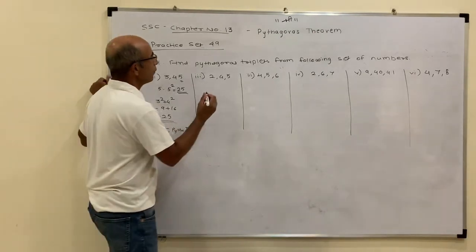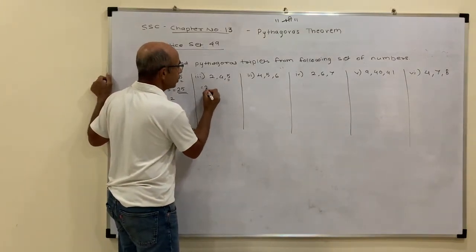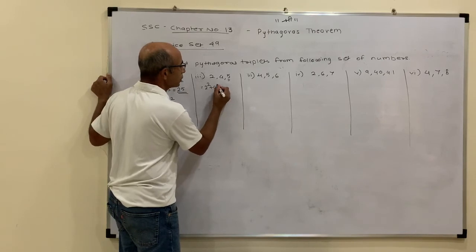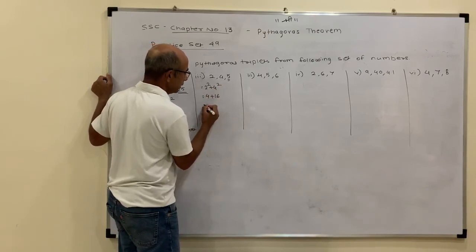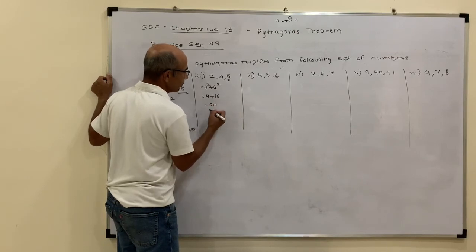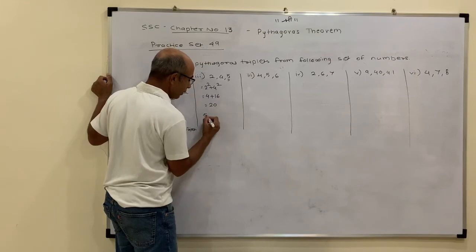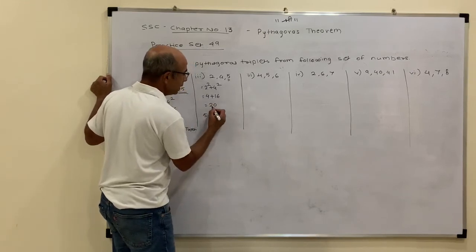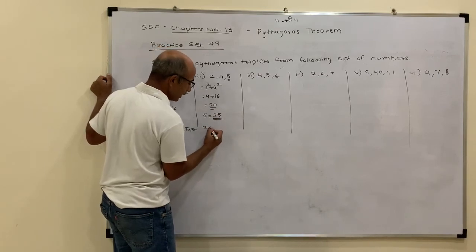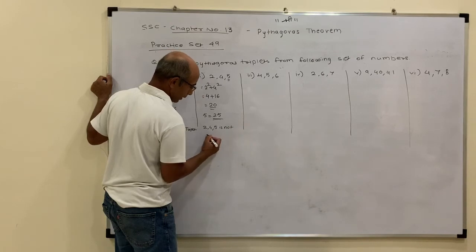Now let's take the next one again here. We check 2 square plus 4 square. 2 square is 4. 4 square is 16. That comes out to be 20. And the largest number is 5. 5 square is 25. 25 is not equal to 20. So 2, 4, 5 is not a Pythagoras triplet.